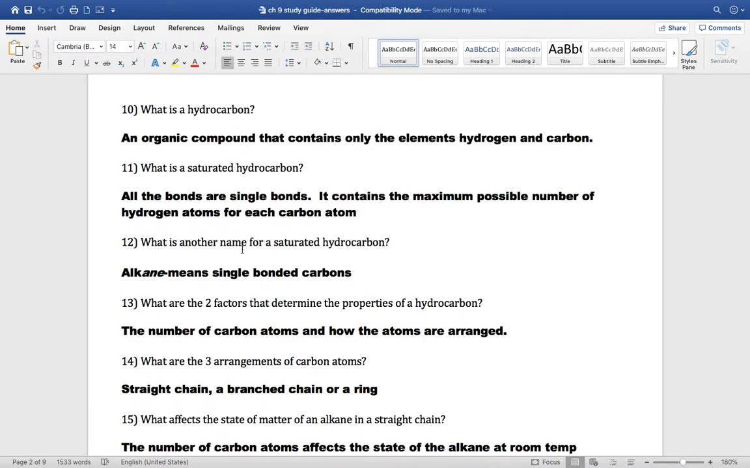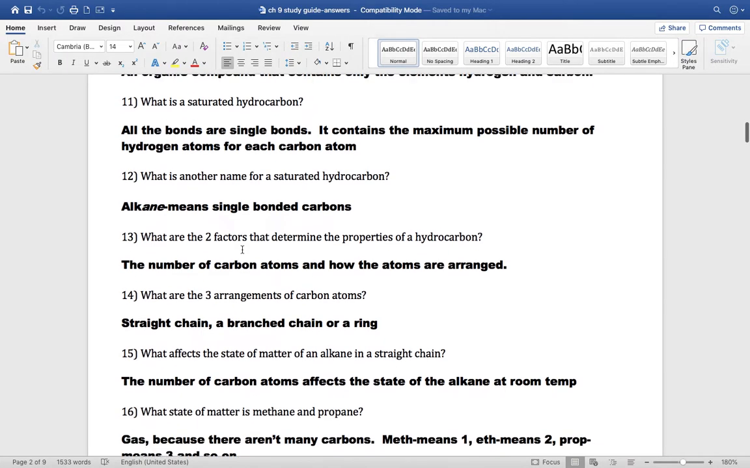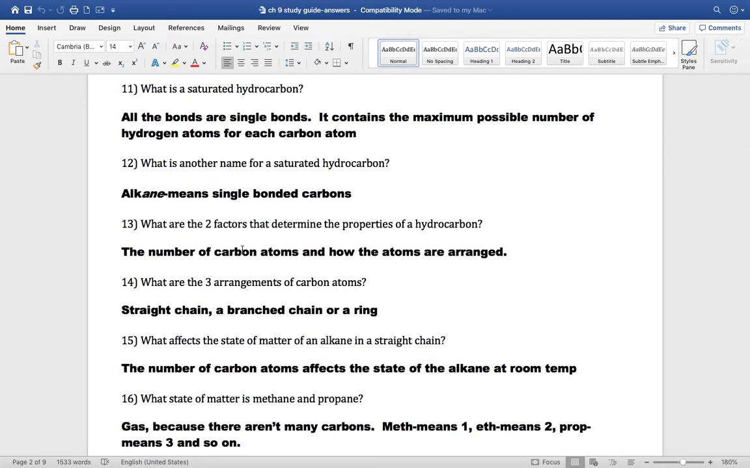Number 12, what is another name for a saturated hydrocarbon? An alkane. Means that all the carbons are single bonded to each other. That's what that means. An alkane means that they're single bonded between the 2 carbons, or the 3 carbons, or however many.